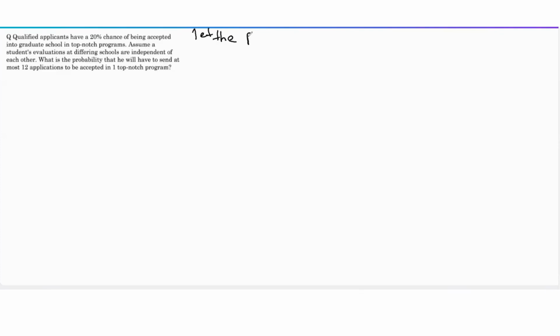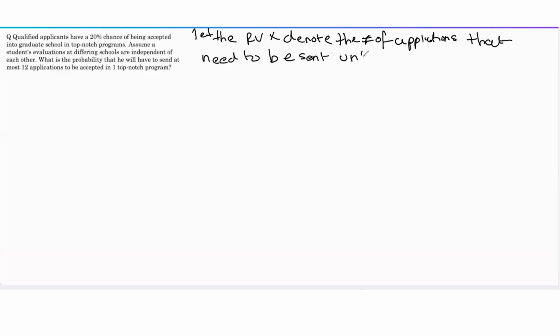So let the random variable X denote, because what we're interested in is the probability that he will have to send at most 12 applications. So we're interested in the number of applications. So let the random variable X denote the number of applications that need to be sent until first acceptance. And the fact that we're talking about until first acceptance is what gives us a hint that we should use geometric.